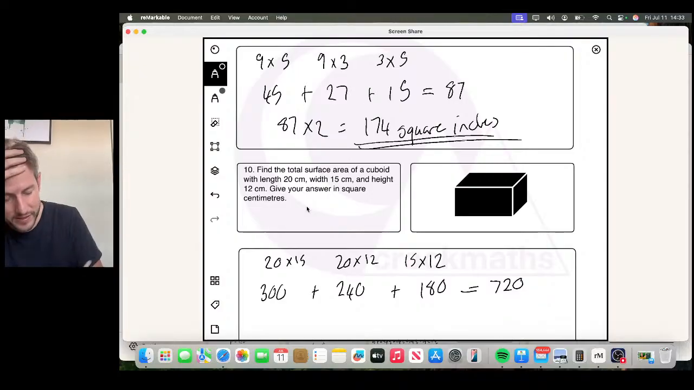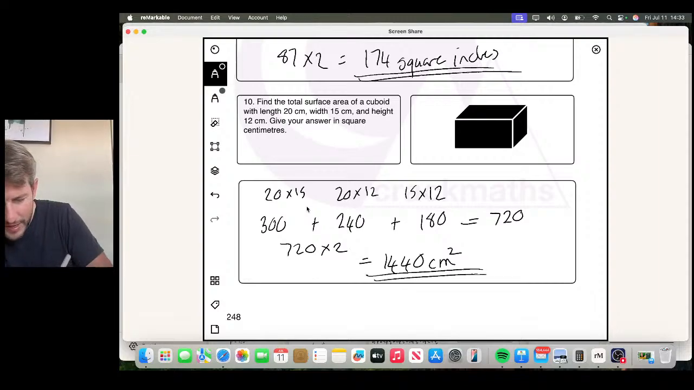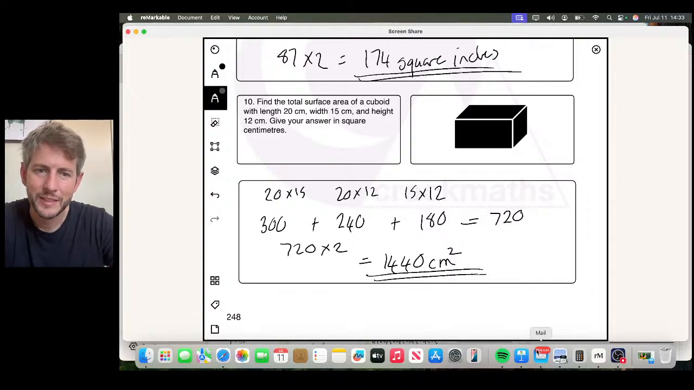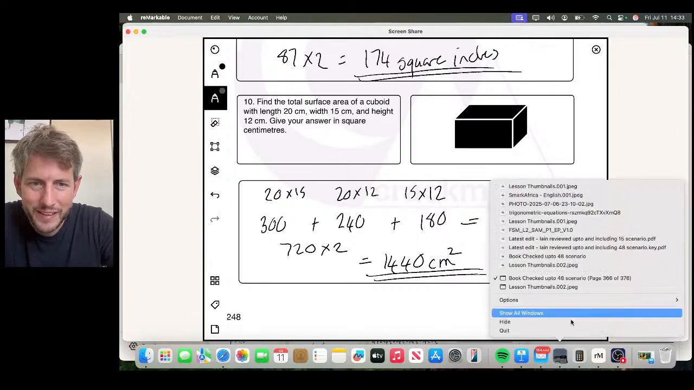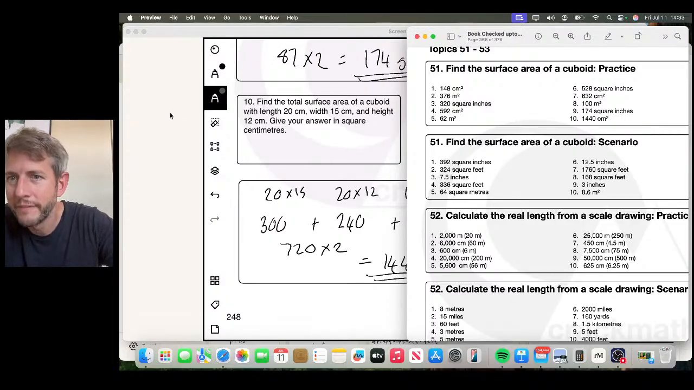Then we need the back, so we've got to do 720 times by 2, and that equals 1,440 centimeters squared. Okay, right, let's have a mark. Okay, gone high risk this time, no calculator. Okay, let's see how it works for me.